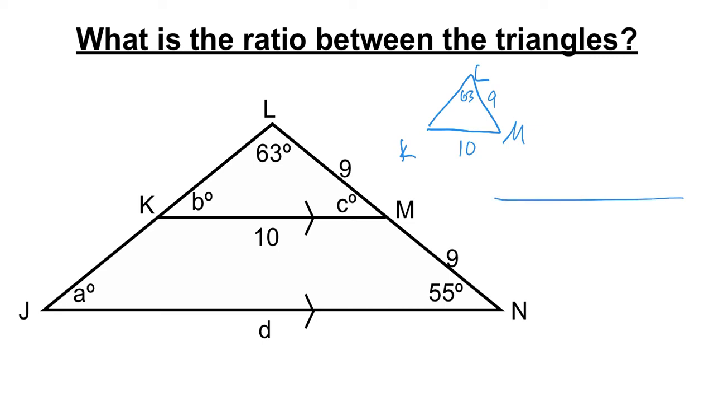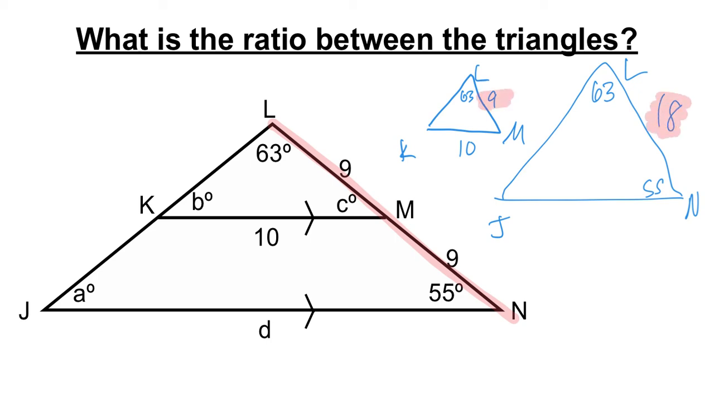And then I'm going to draw a bigger one here with JLN. So again, I've got this 63-degree angle up at the top. Now, I don't know any of the side lengths on their own, but I can add these 9s together to figure out that this full side over here is 18. So if I was going to compare these 2 triangles, I would be comparing this 18 with this 9, which means that my ratio is going to be 18 over 9, which equals 2.